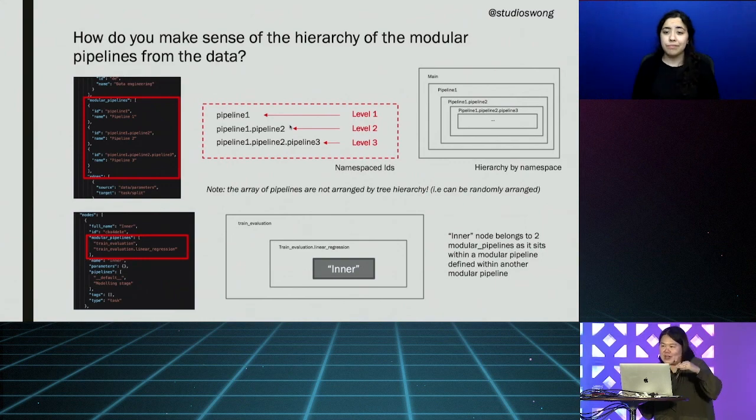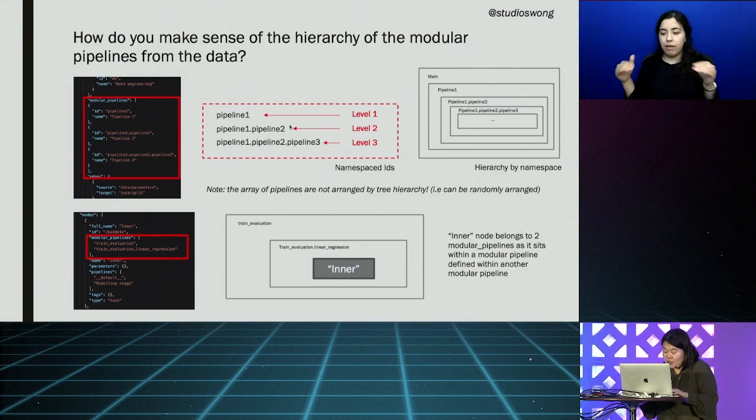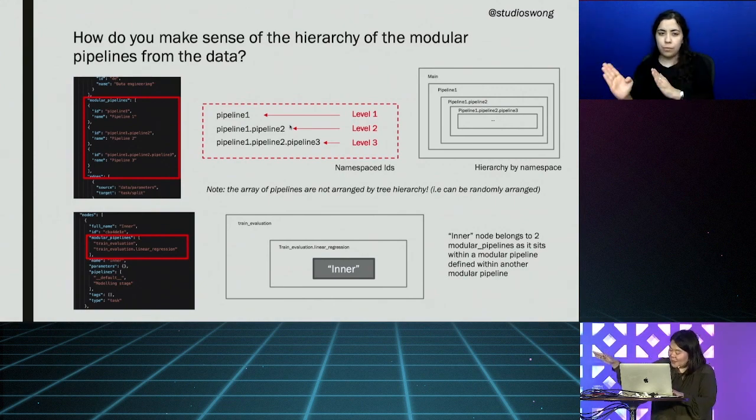Can be on the 3rd level of pipeline A, of the parent pipeline A, and the next one can be on the 8th level of another modular pipeline. So we have to assume that the list has no hierarchy, and we cannot make sense from it just by the order.